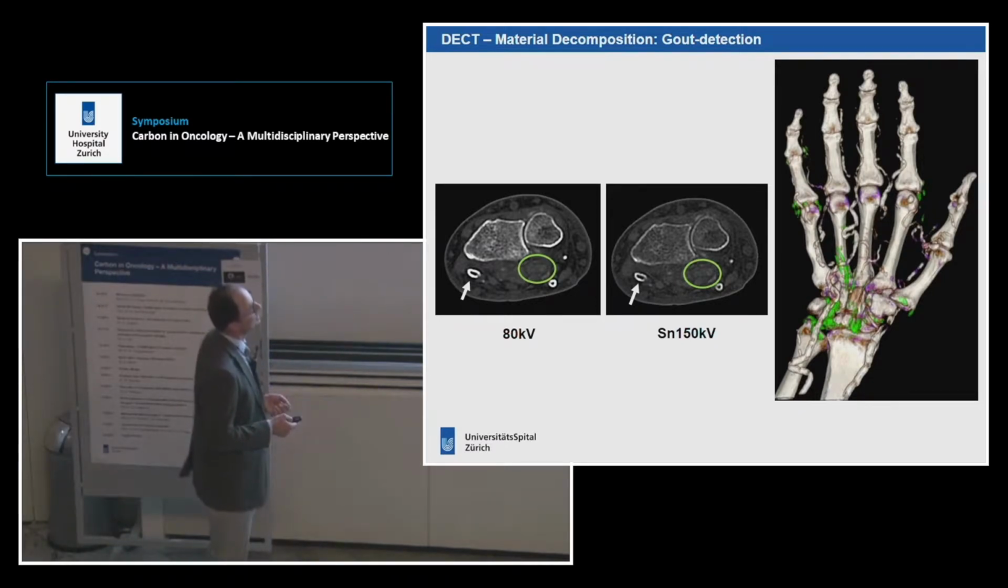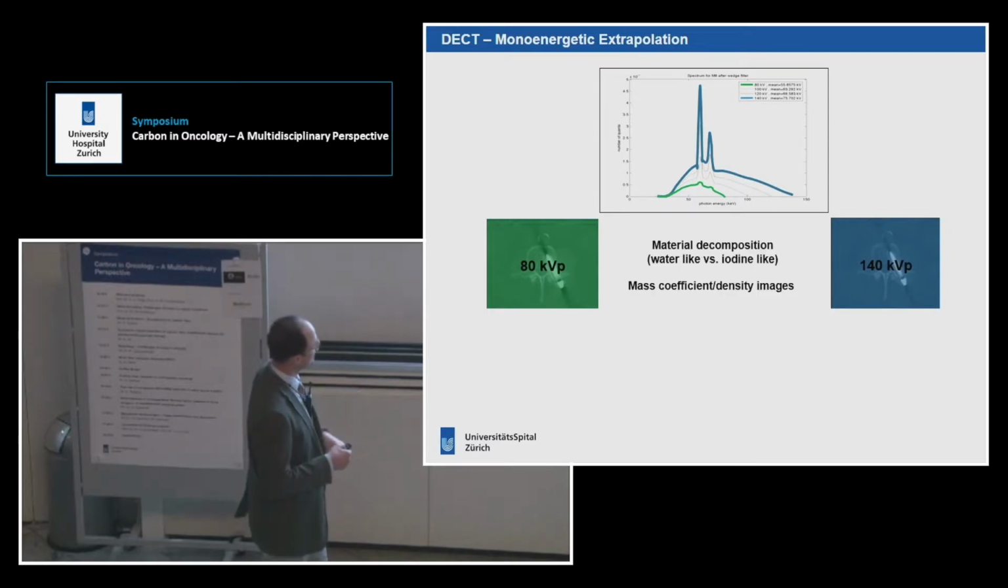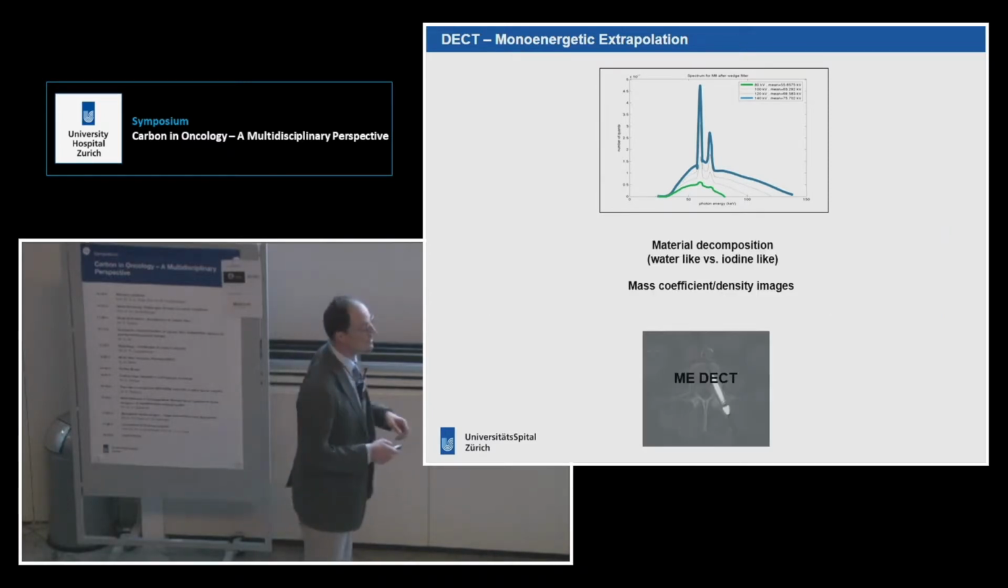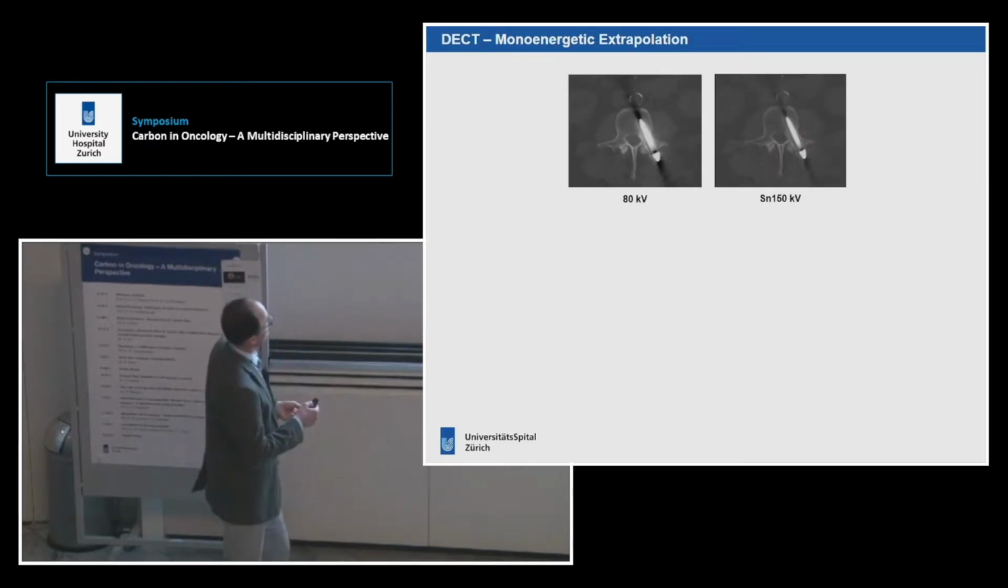This is the principle of material decomposition with dual energy CT, and it's actually the same principle that we use for generating those monoenergetic extrapolations, which we use for decreasing artifacts in CT. Again, this is how it works.